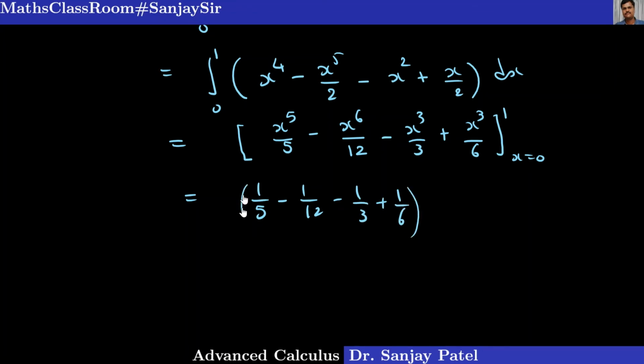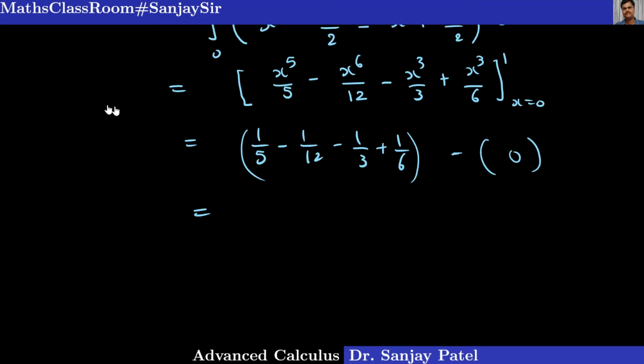This minus 0, because everywhere x is there. When you put x equal to 0, all this becomes 0. So what is left is only this much. Okay. So here let us simplify this. It is very simple.